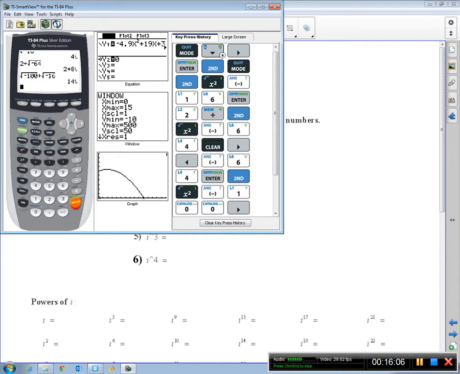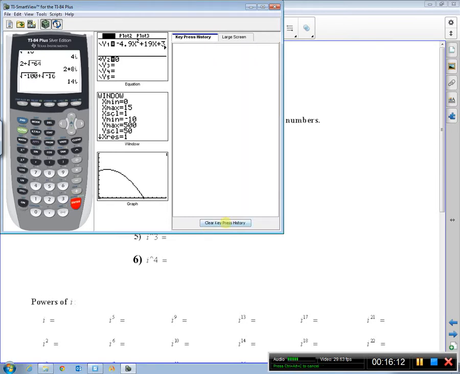The next thing to try on the calculator is i squared. So let's clear the key press history. And right above the decimal is a little i. So I want you to hit second, decimal. There's an i. So if I want i squared, I can just hit the squared button and hit enter. Negative 1, but we already knew that.